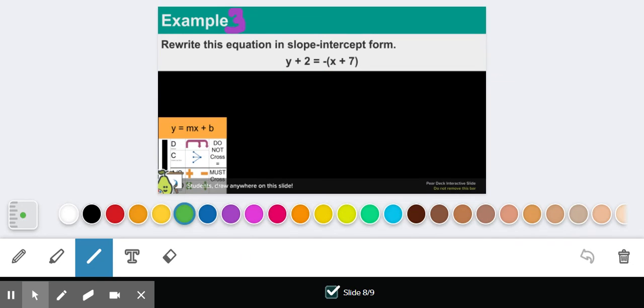Okay, moving along. Number 3. Last but not least, this one gets a little tricky. Okay, so remember when we do this one, we are going to use our distribute, combine like terms, add or subtract. This pattern, if we get used to it, guys, will really help us.